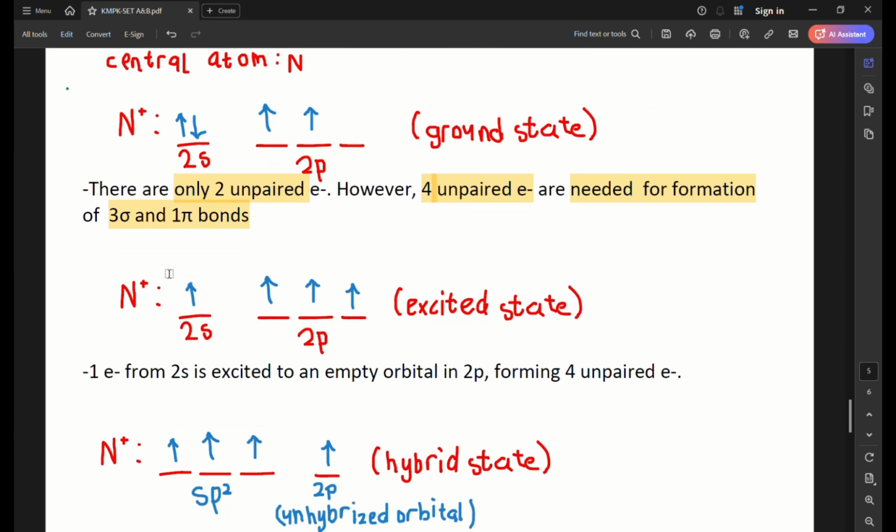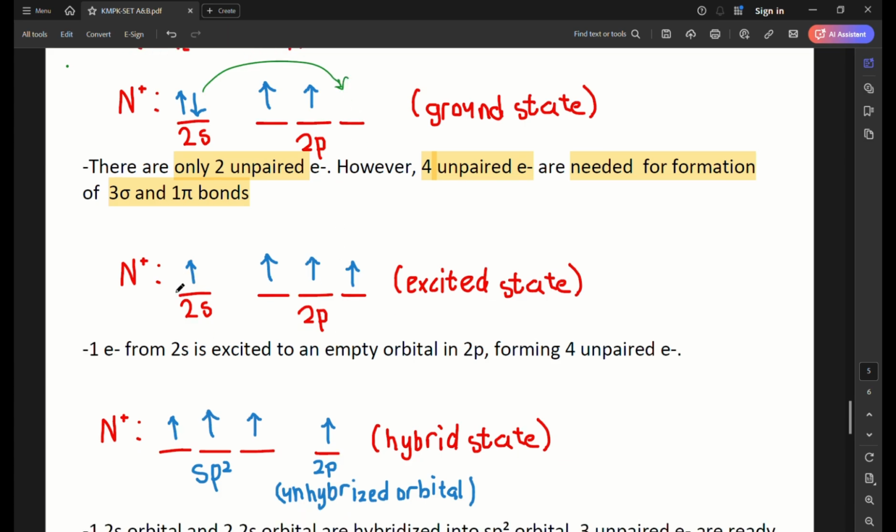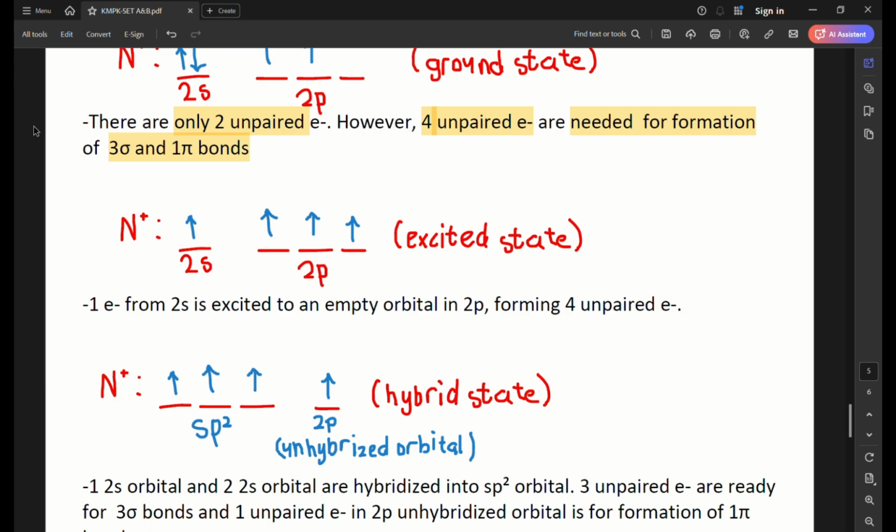Then, that means you have to move one of these. So we need to promote one of the electrons to the front in order to excite the state. Just like this. So 1 electron from a 2s is excited to an empty orbital into p, hence forming 4 unpaired electrons.